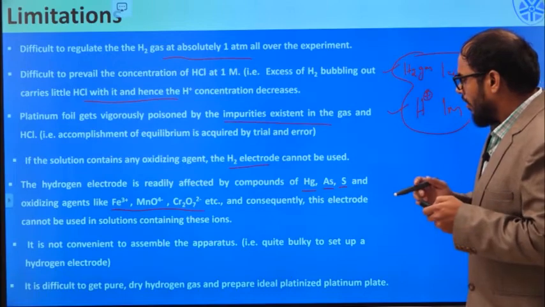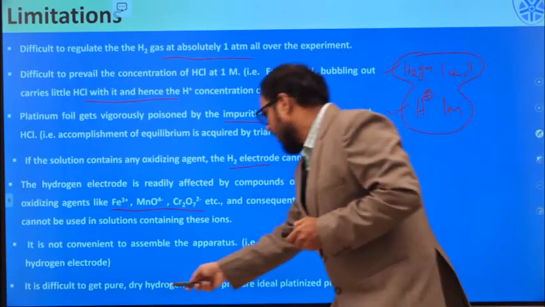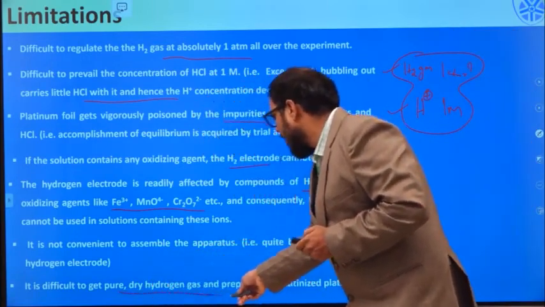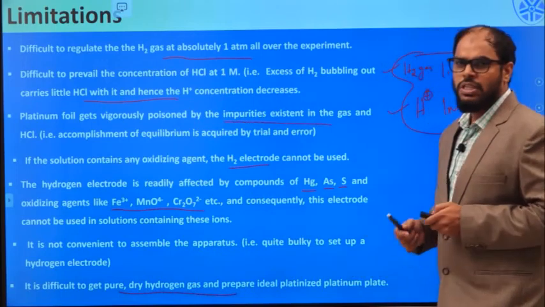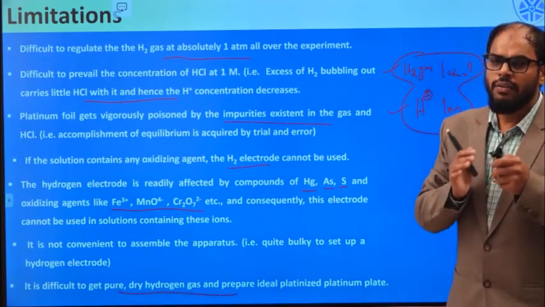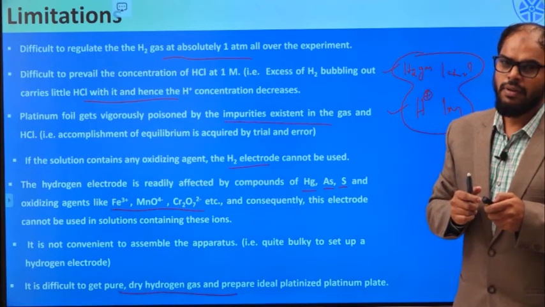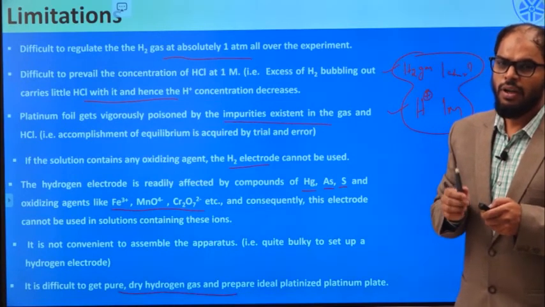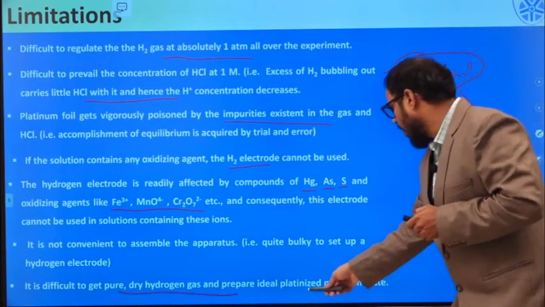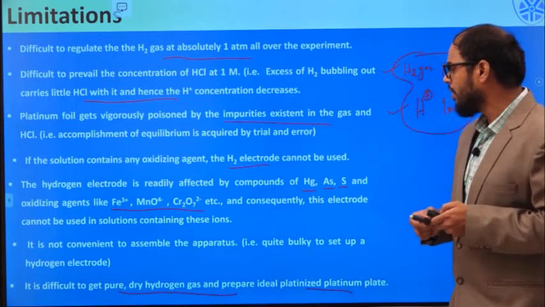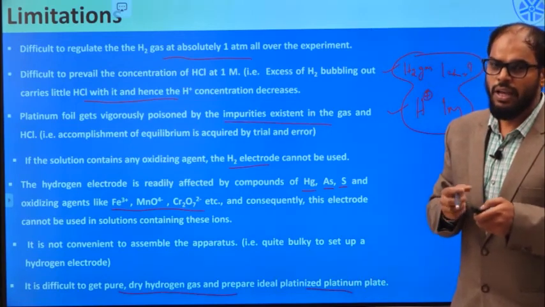And finally, it is difficult to get pure dry hydrogen gas, which is very ideal for the platinum to sustain. So this platinum foil will be oxidized if we try to use impure hydrogen gas.